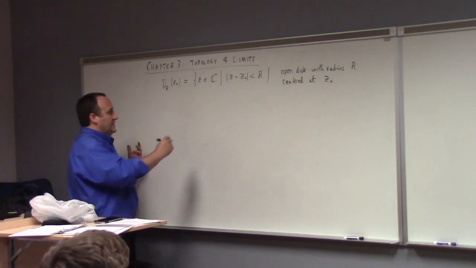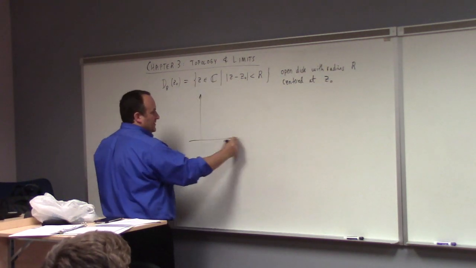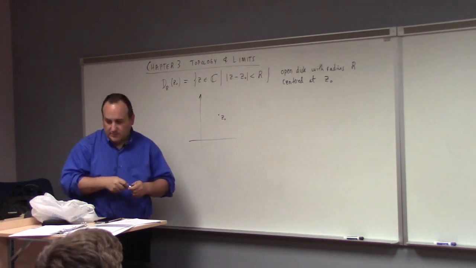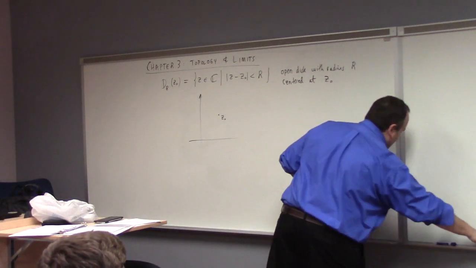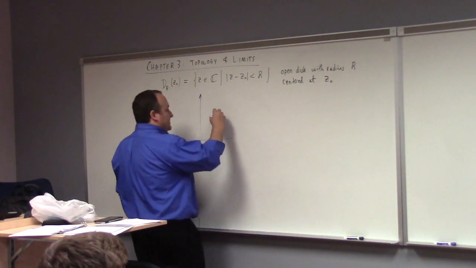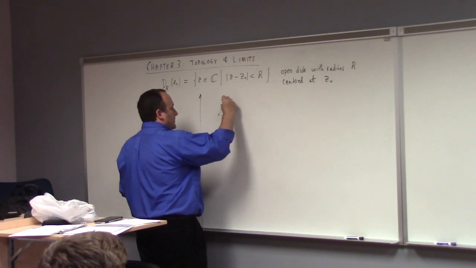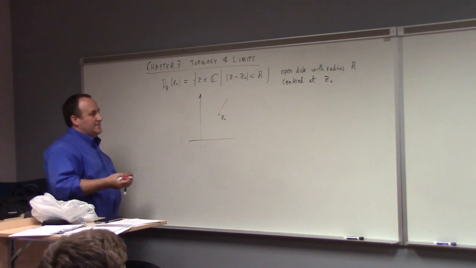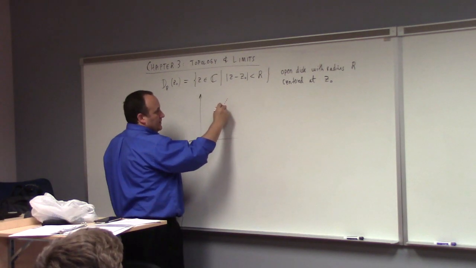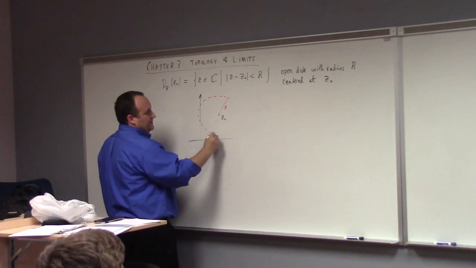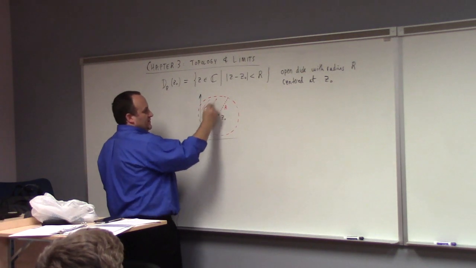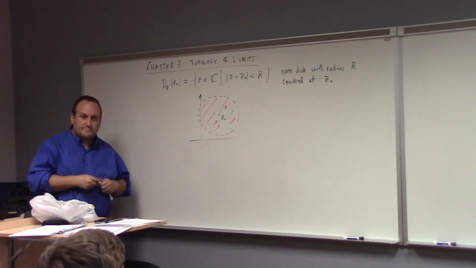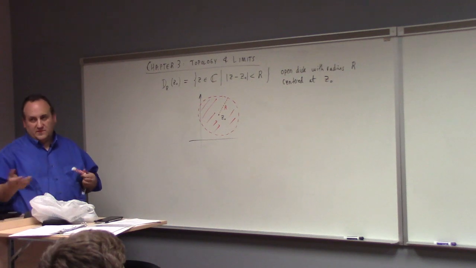If I were to draw a picture of this, it's kind of boring. Here's your z naught, and then you have your radial distance away from there, r. Now r should probably be positive here, otherwise it's kind of awkward. So positive r like that, and then you have all these points in here. That's an open disk centered at z naught with radius r. First definition.